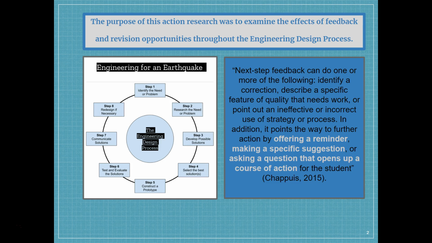On the right-hand side, you'll see a quote from Chapuis in 2015 from her book, 7 Strategies of Assessment for Learning. In her book, she writes, "Next step feedback can do one or more of the following. Identify a correction, describe a specific feature of quality that needs work, or point out an ineffective or incorrect use of strategy or process. In addition, it points the way to further action by offering a reminder, making a specific suggestion, or asking a question that opens up a course of action for the student." It's this quote that helped me to build a structure or framework for how I gave students feedback.